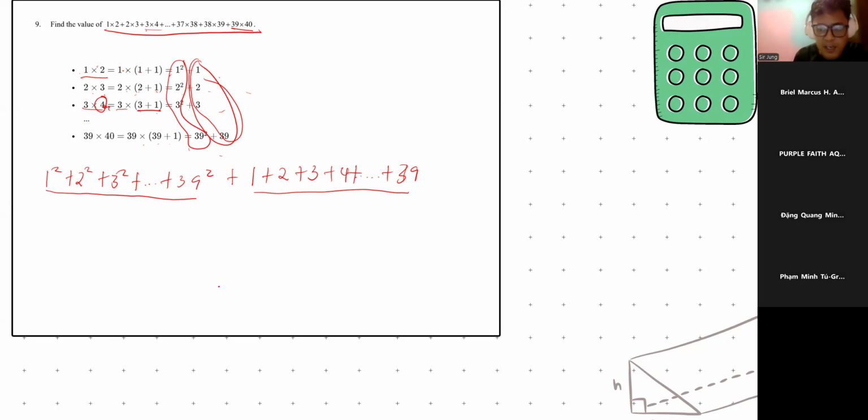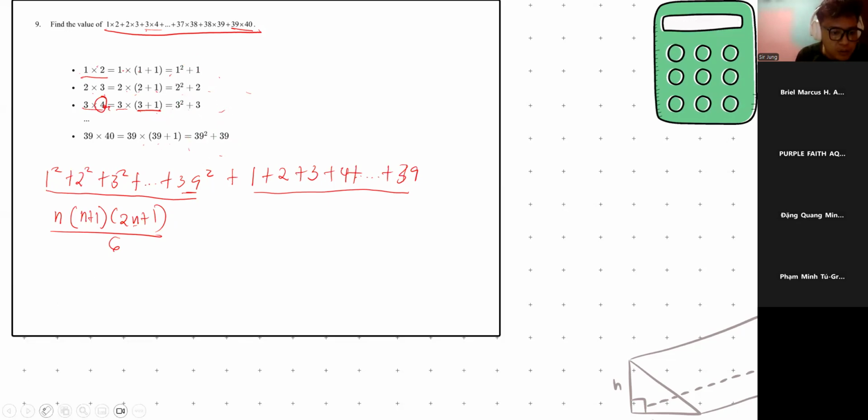Yes, that's correct. n times (n plus 1) times (2n plus 1) over 6. So that's the formula for the sum of square numbers, where n is the last term, right? So again, why did we have 4 here but don't have 4 squared? Because 4 is just equal to 3 plus 1.